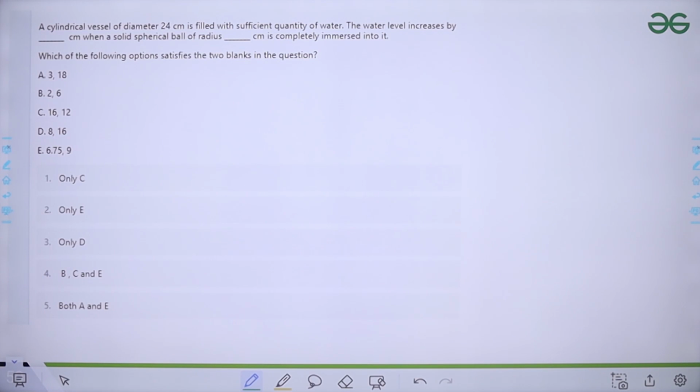A cylindrical vessel of diameter 24 cm is filled with a sufficient quantity of water. The water level increased by this much amount when a solid sphere ball of the radius of this much amount is completely immersed in it. Which of the following options satisfy the blanks of this?